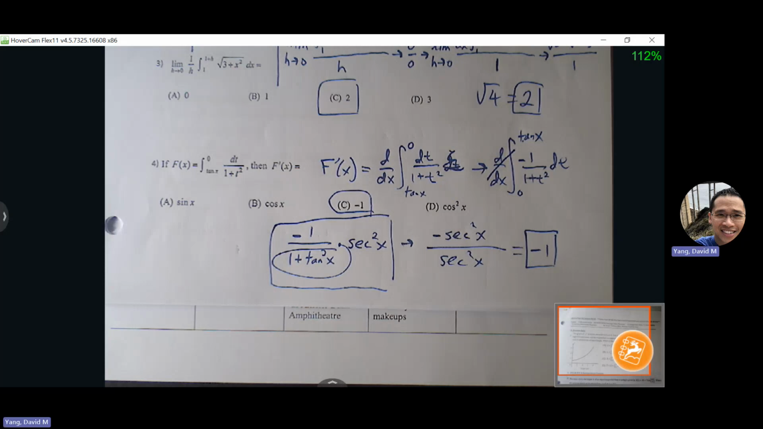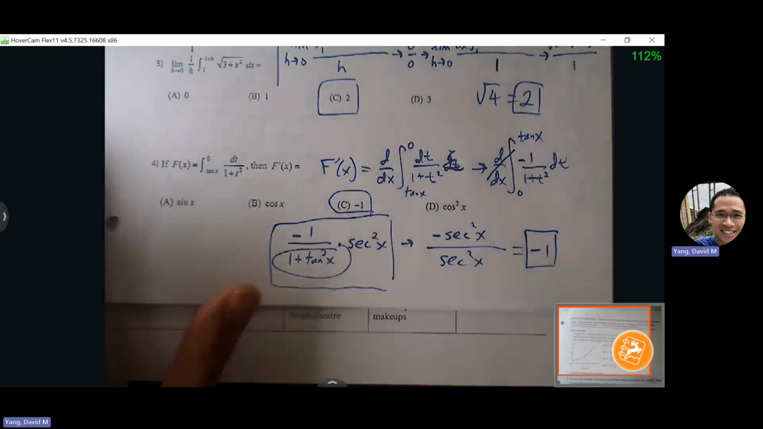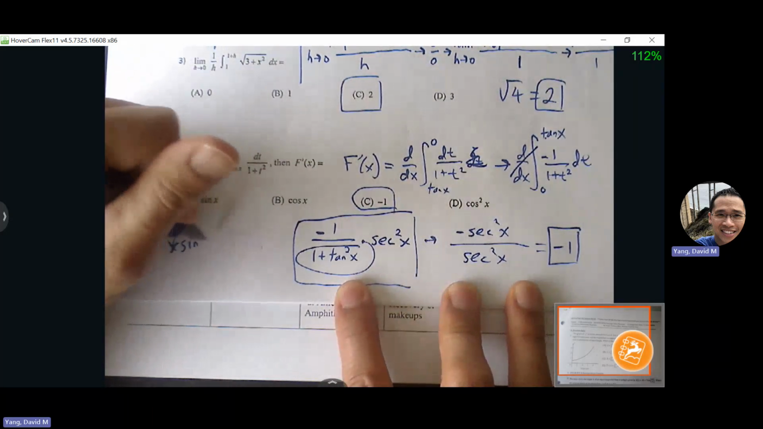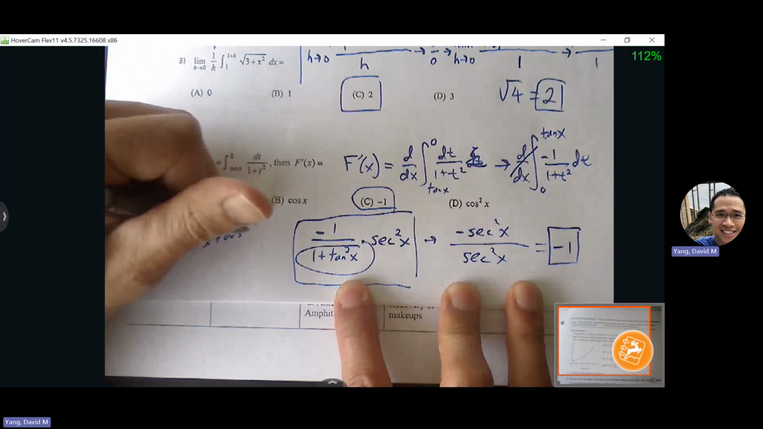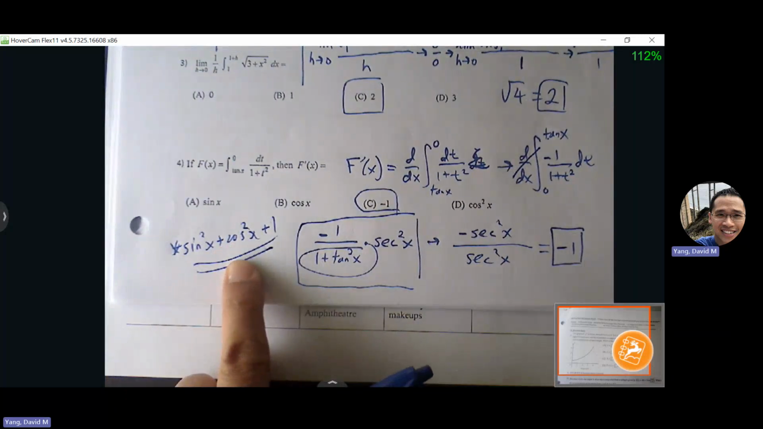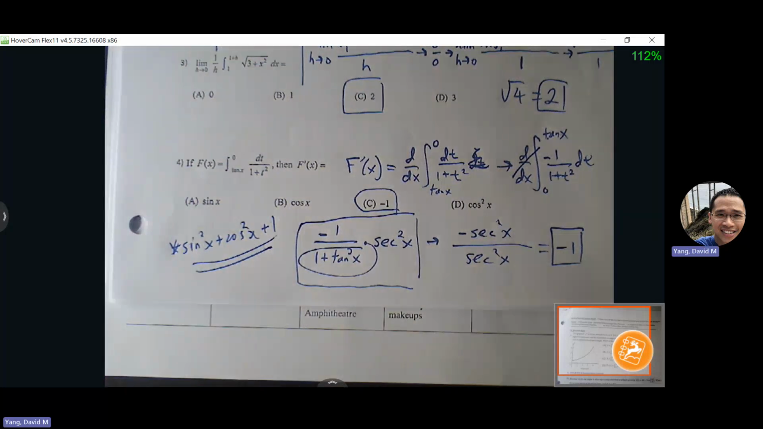Unlikely. It's pretty rare that they stick an identity in there. But I do think one identity that we all should know is cosine squared plus sine squared equals 1. I think that is something that you could see. Again, it's not likely that they're going to stick these identities in your AP exam.